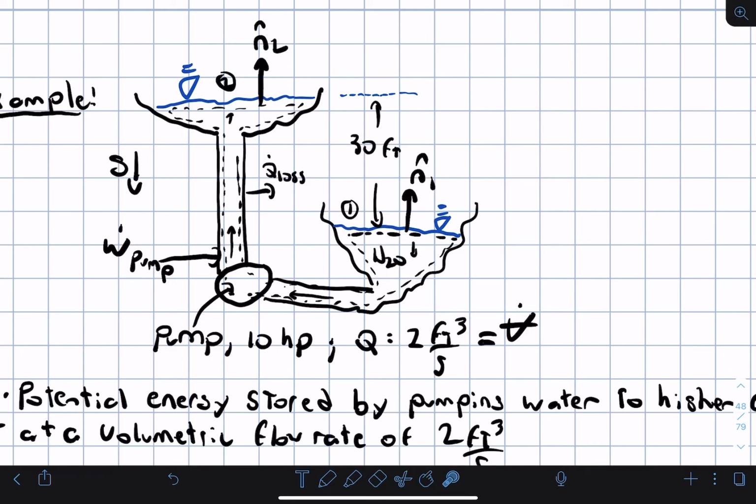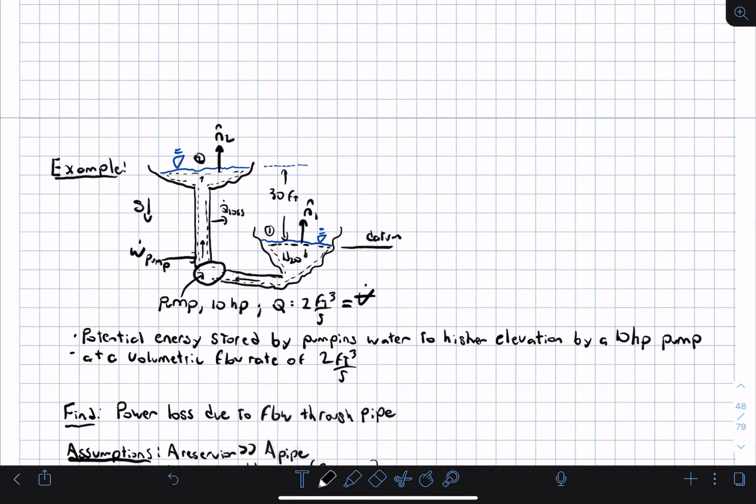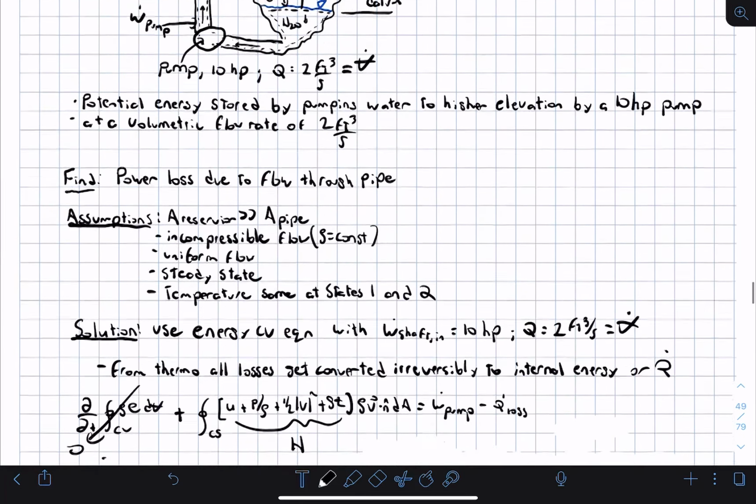Okay, and I'm going to choose my datum for the potential energy to be here. So this is our datum. Okay, and so our control volume is quite simple. And for this problem, you could actually solve this problem using this. This would not be an untypical problem for you to solve in your thermodynamics class.